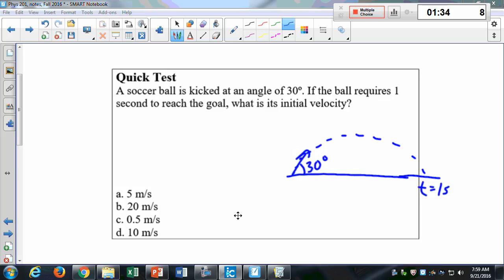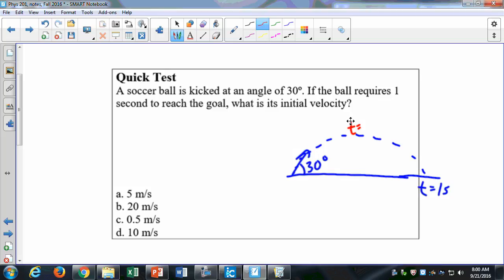If I know that t equals 1 second right here, what is t up at the top? It's 0.5 seconds. I'm going to write that in. That might help you. I'm also going to write the equations over here.